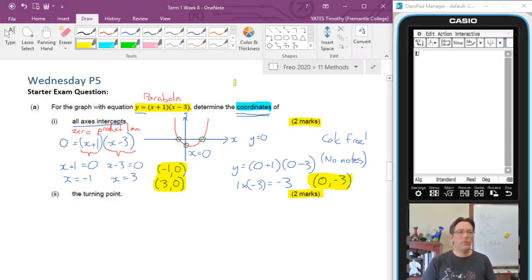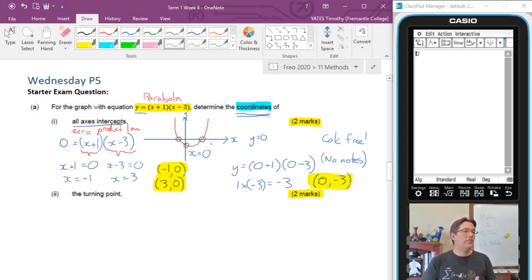I always like to do what I like to call a sanity check after doing any of these kinds of questions, and that's why I drew this sketch first up. Is my first x-intercept, does it look like it's on the left side of what we've got there? Yep, that looks reasonable. Does my other one look like it's in about the right spot? And does my y-intercept look like it's in the right spot?